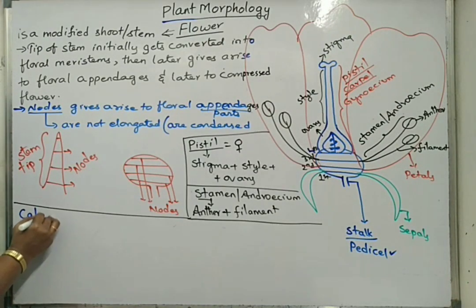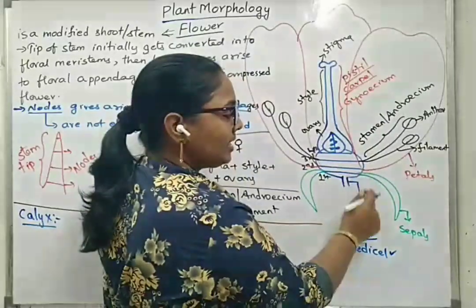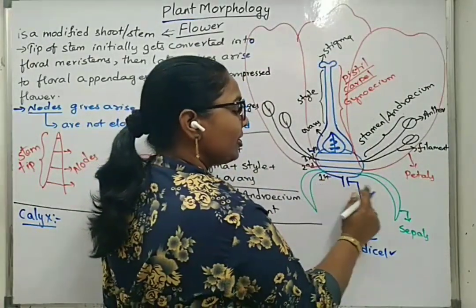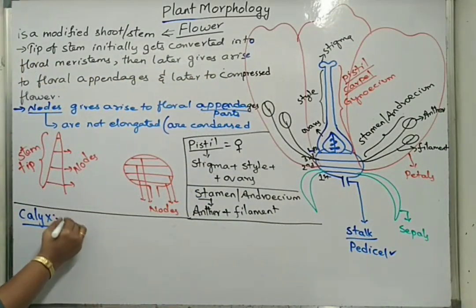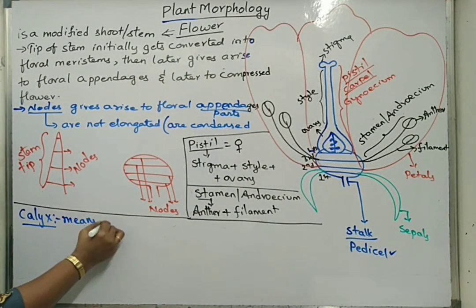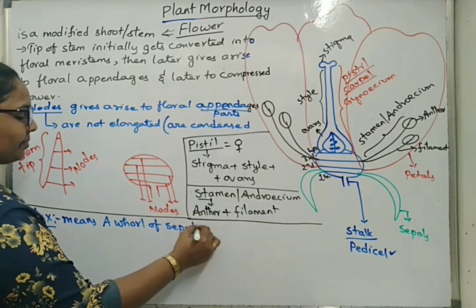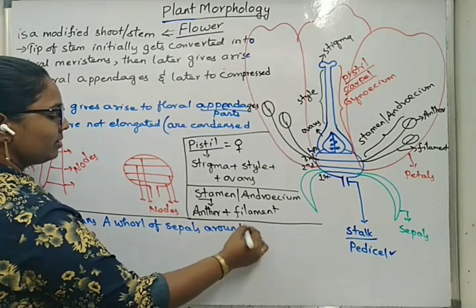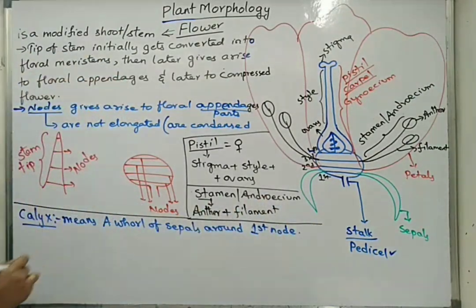Now we will see some of the terms like calyx. One single structure at the first node we call a sepal. If many sepals are arranged in a whorl around the node, such an arrangement is called calyx. Calyx means a whorl of sepals around the first node. One single one we call a sepal. Many sepals around the node we call a whorl, the calyx.